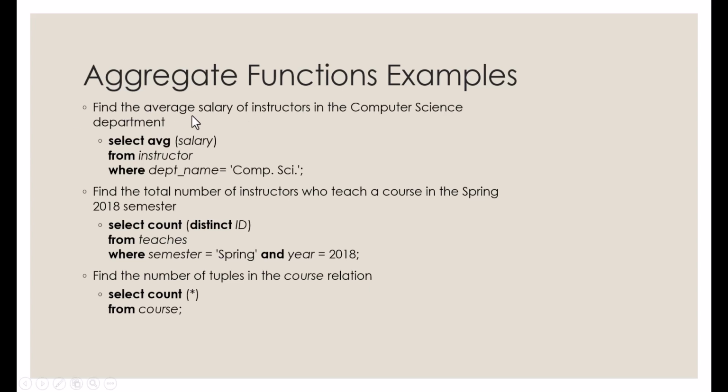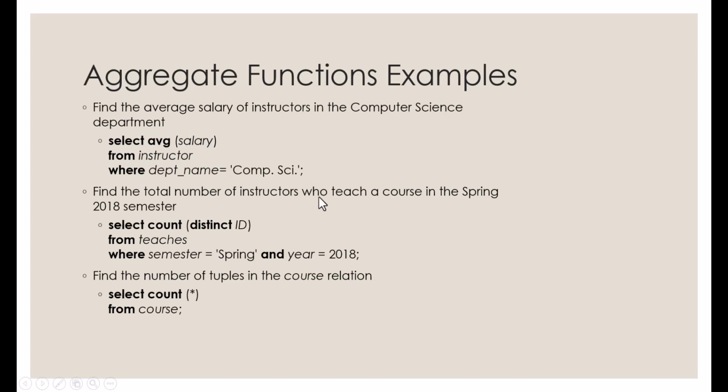In relational algebra, we had to use the G symbol, right? But here, there's not any of those. You have to use just the name of the function, which is average. So select average, and then in parentheses we have salary. We're computing the average of the salary attribute from the instructor table, where department name is equal to computer science.